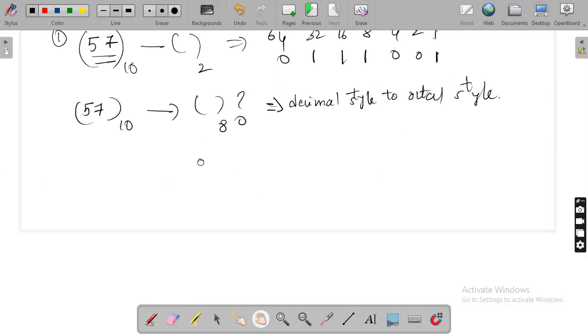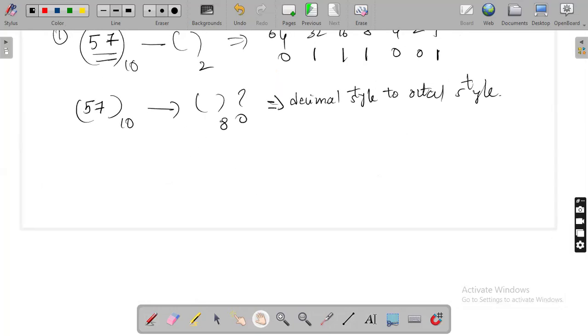So what is the decimal style? This is actually in decimal style. Now you have to convert this decimal style to octal style. First, write the decimal style. Then convert that decimal style into octal style. What is the decimal style? I already told, decimal style is powers of 2. Getting my point? So how to write 57 in binary?